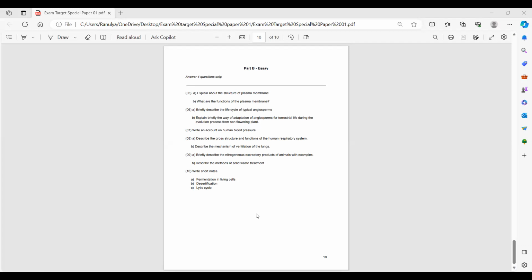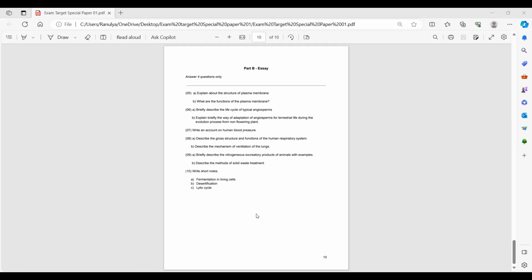First point, flowering plants show alternation of generation. Second point, with haploid gametophyte generation. Next point, diploid sporophyte generation.